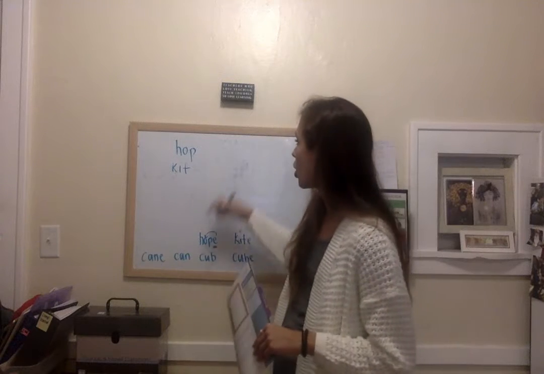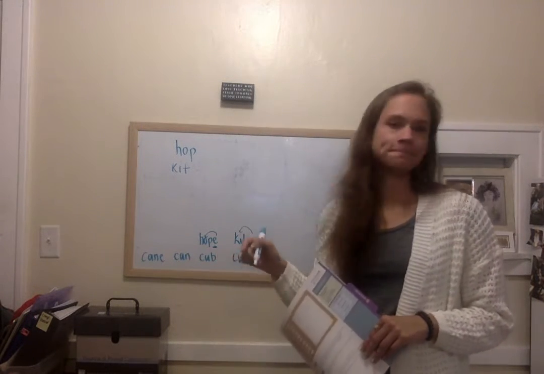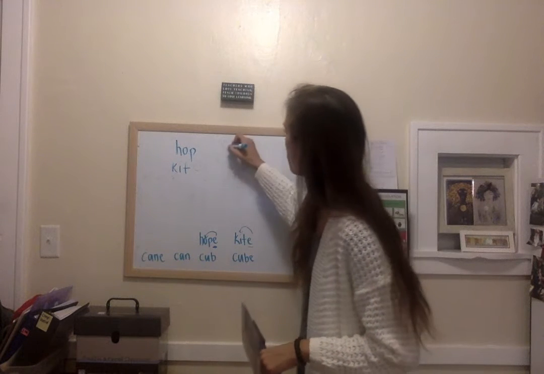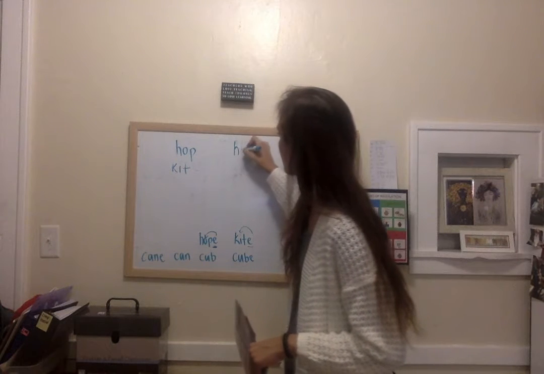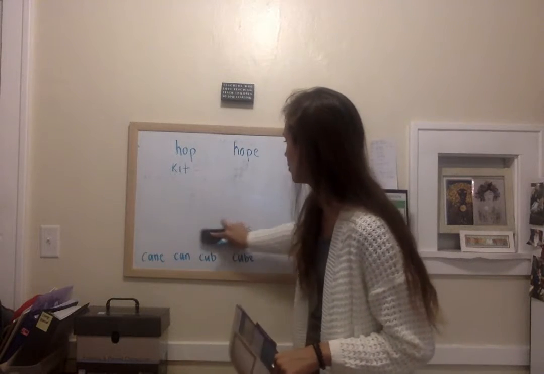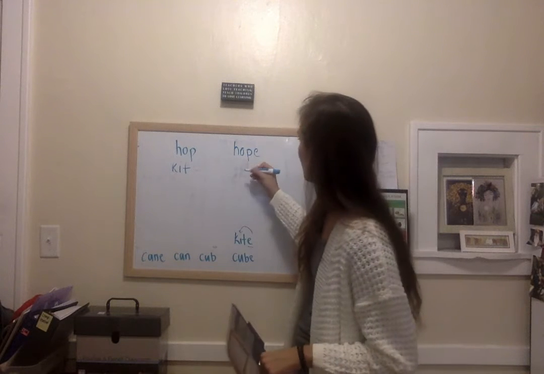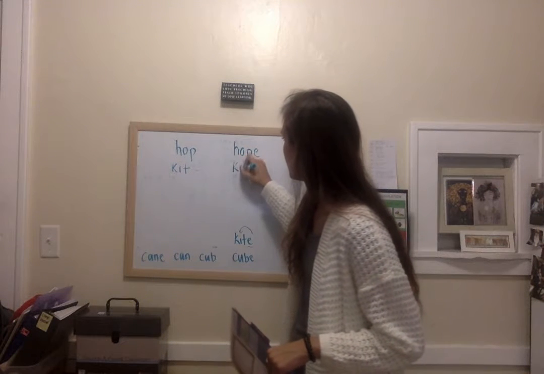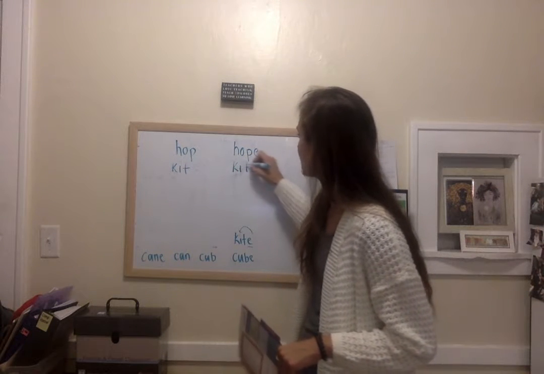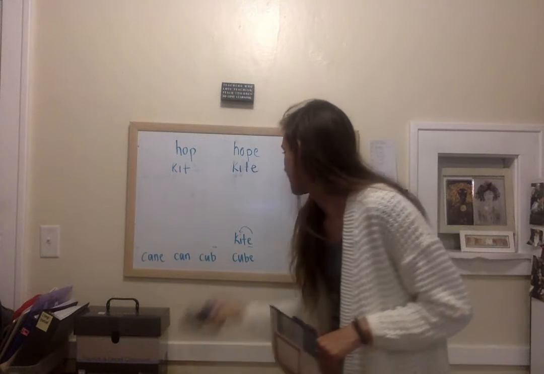Then we have the word hope. Does hope have a short O? It's a long O. So hope would go over here in this other column. And then we have the word kite. Kite would go on this side. It makes a long I sound and has that E at the end.